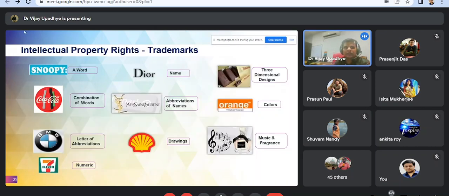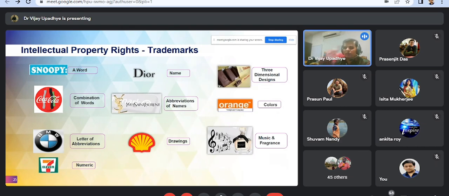Next one is this trademark. Snoopy, Dior. Now what can be a trademark? Any word is also there. Coca-Cola, the typical way they wrote Coca-Cola, BMW, 7-Eleven. Some abbreviations. A restaurant written in the inverted form, the mirror image form, can also be a trademark. Drawings and musical fragments you can also use.